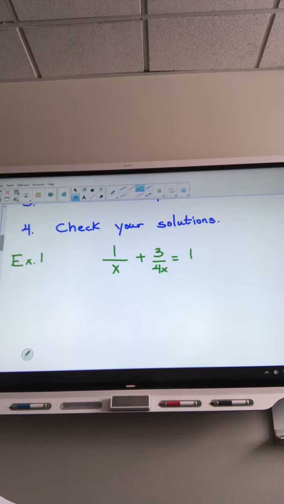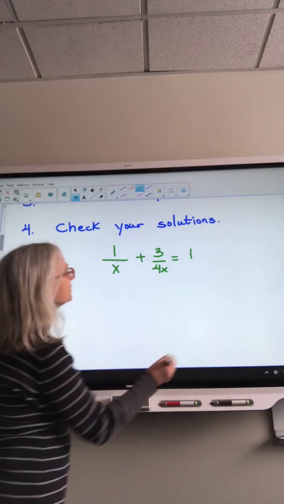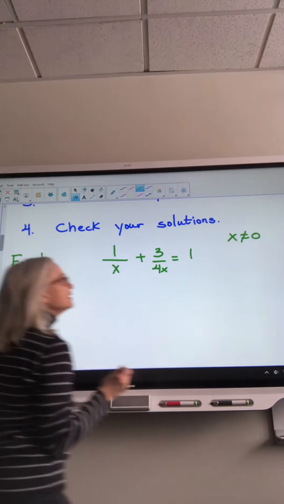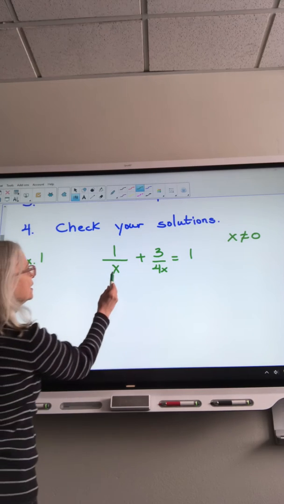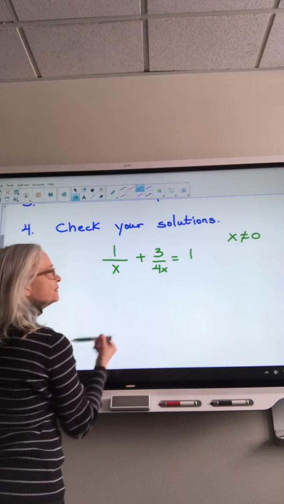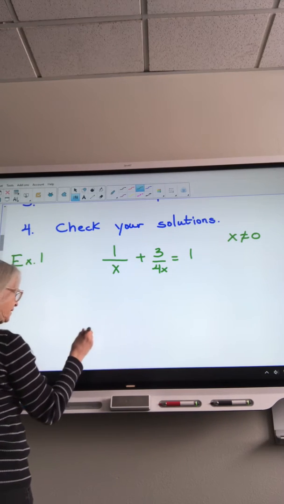Okay, so example 1. We have 1 over x plus 3/4x, and that's equal to 1. So as we're solving this, the first thing that we need to do is to remember that x cannot equal 0 for this. And then the second thing is to find the common denominator so that we can eliminate the denominators. So it looks like 4x is going to be the common denominator. So we're going to multiply each term by 4x.